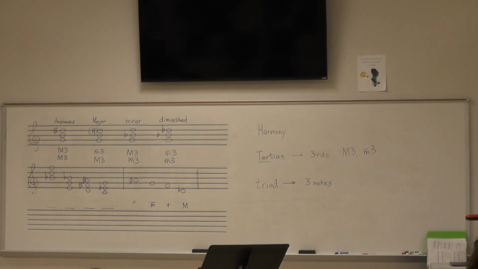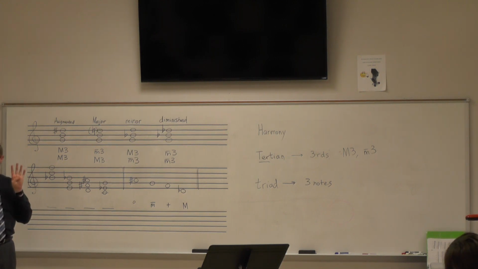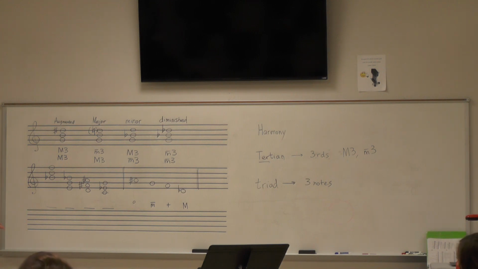Okay. So it turns out that in our system of Western tonal music that we study here, there are only 4 different kinds of triads. And these are the 4: augmented, major, minor, diminished. There are no other 3-note chords possible. There are no other 3-note chords in the style of music we're studying. It's just these 4 triads.